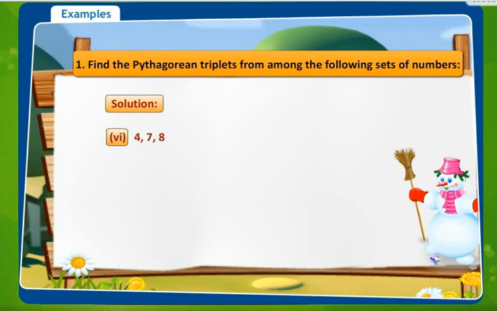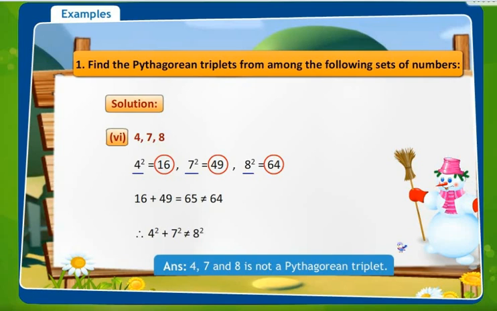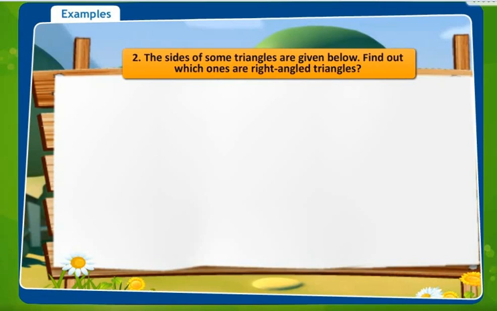4, 7, 8. 4 square 16, 7 square 49, 8 square 64. So 64 is the maximum. Then 49 plus 16 is 65. 65 is not equal to 64. Hence it is not a Pythagorean triplet and it is not going to form a right angled triangle. Similarly, we can do the remaining sums to find out whether they are Pythagorean triplets or not.